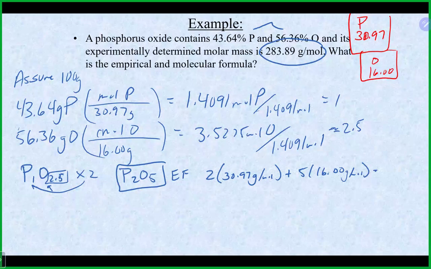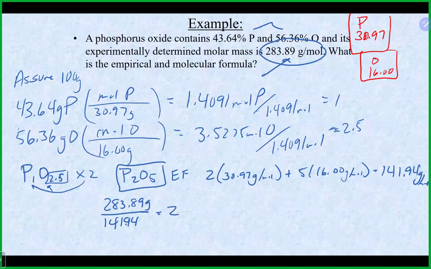of about 141.94. And now we're going to take the molar mass of the compound and divide it by the empirical formula's molar mass. So take 283.89 divided by 141.94. Don't hit the clear button, try to divide again. There we go. And that's going to give us a factor of 2.